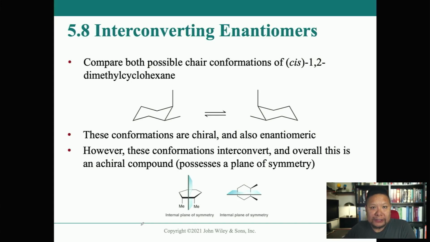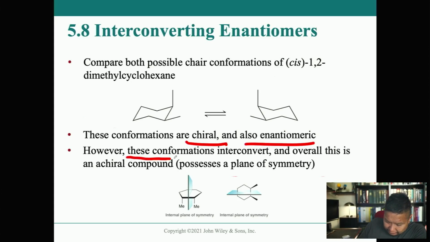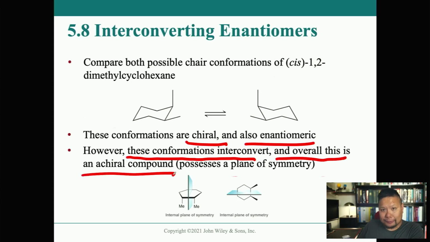So both of these chair conformations of cis-1,2-dimethylcyclohexane are possible. These chair conformations are chiral and are also enantiomeric. But when these conformations interconvert, overall this is an achiral compound, because it can change its conformation.